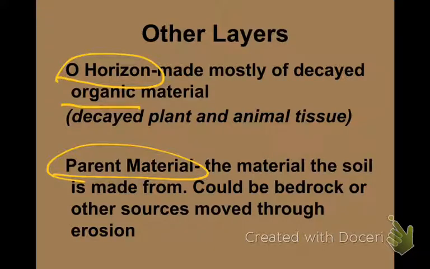That decayed plant and animal tissue is going to break down and create that organic matter. And so the reason it's called the O horizon is because it stands for organic, okay? You're going to find the O horizon on top. So you typically have A, B, C, and on the very, very top, you're going to have that O horizon.